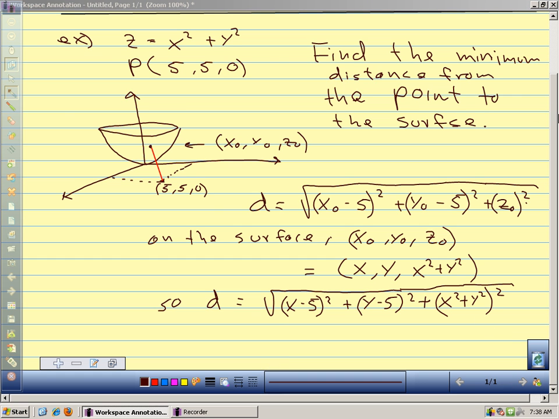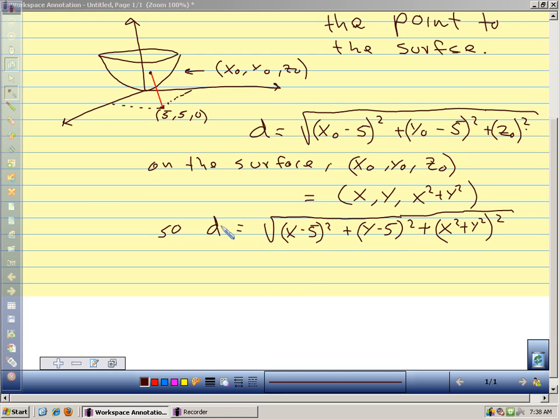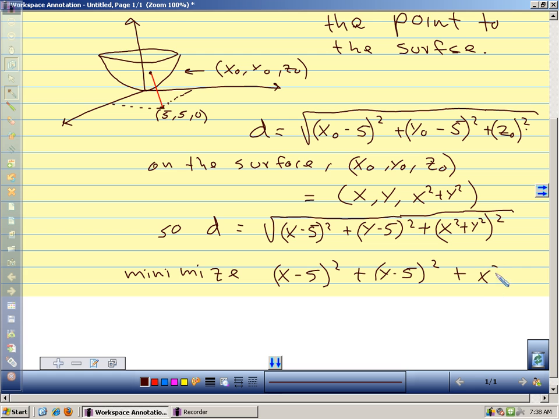Now, to make our calculations a little easier, we're going to say that the distance is minimized when just what's inside the radical is minimized. So we're not going to worry about the square root. We're minimizing the square of the distance, and that's going to minimize the distance. So we're just going to worry about this part. So we want to minimize x minus 5 squared plus y minus 5 squared plus x squared plus y squared squared.